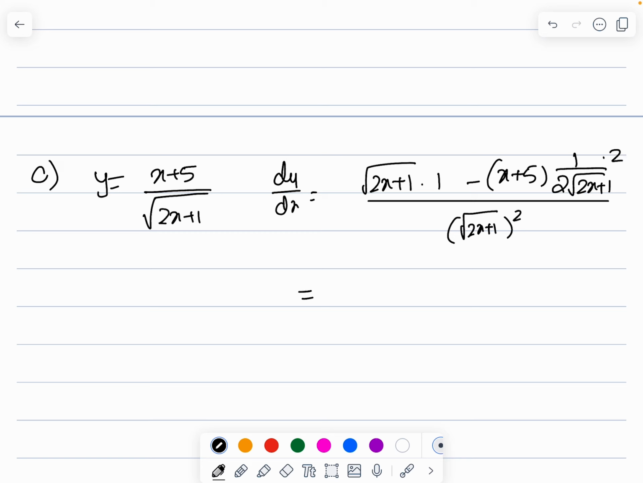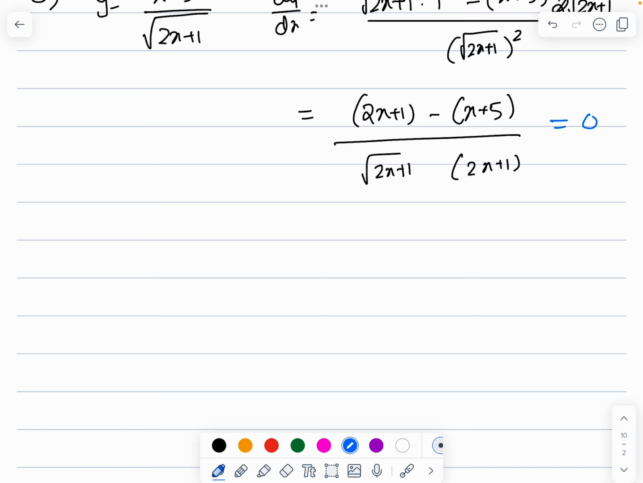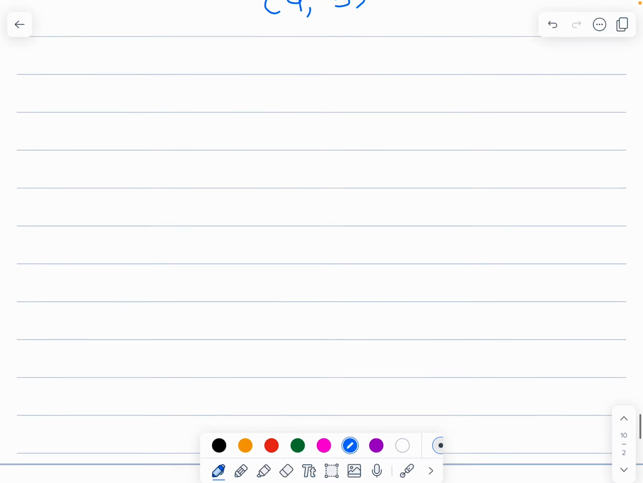So take the common denominator, it becomes 2x plus 1 minus 2, then minus 2 gets cancelled, x plus 5 divided by that square root 2x plus 1 comes down, and one more 2x plus 1 is there in the denominator. This should be equal to 0. So I am left over only with the numerator, which is x minus 4 should be equal to 0. So x equals to 4. Plug in x equals to 4. You will be getting the y value as 3. That is part C.